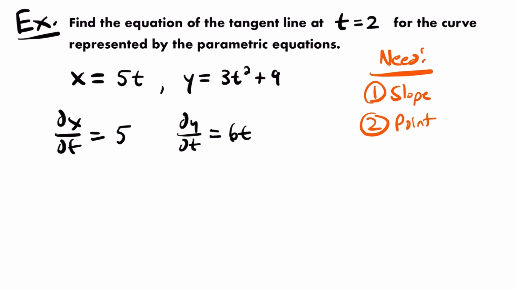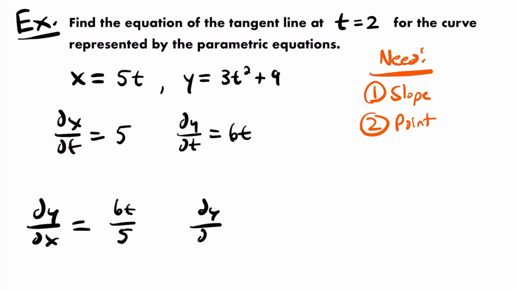All right, so now we have dx/dt and dy/dt, so now we can find our parametric derivative, dy/dx. dy/dx will be equal to dy/dt divided by dx/dt. So we're going to have 6t divided by 5. All right, so dy/dx is 6t divided by 5. And now that we have our parametric derivative, let's evaluate it at our value of t to find the slope that we will need for our equation of a tangent line.